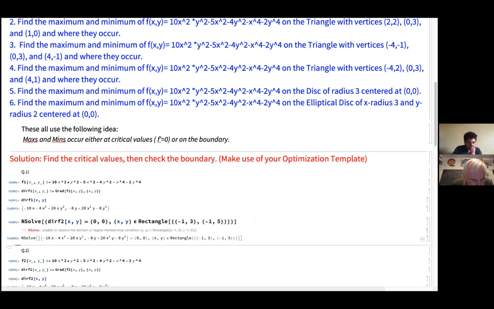Oh, I can't see what it said there. Let me see if I can load it up. Unfortunately, I can't increase that size, so I'll just use mine. Essentially what it says is that it's unable to resolve the domain, where it doesn't recognize rectangle as a membership condition.